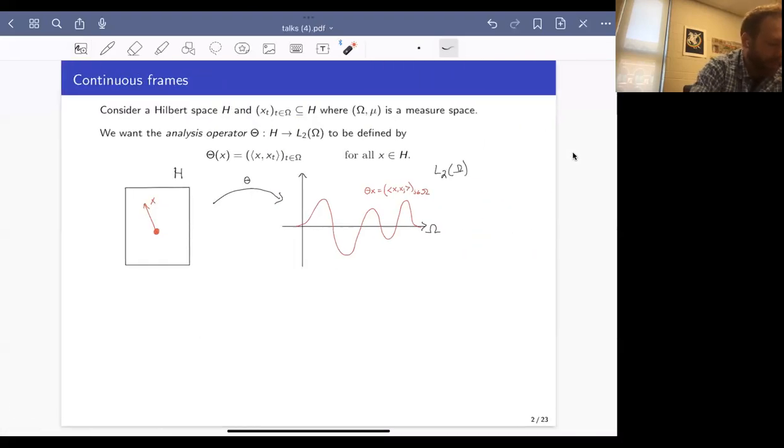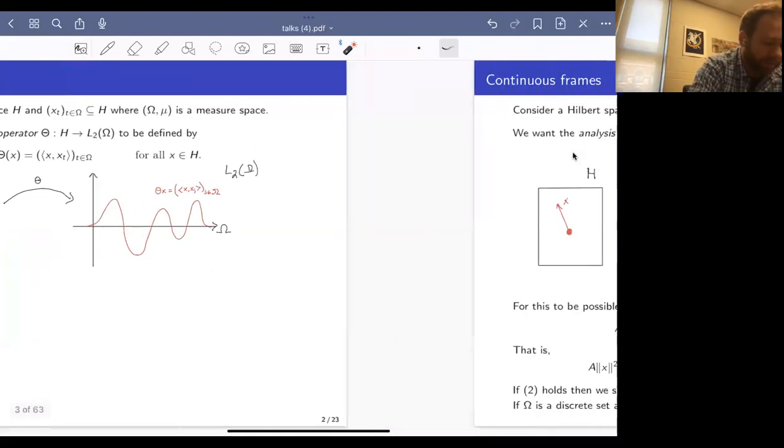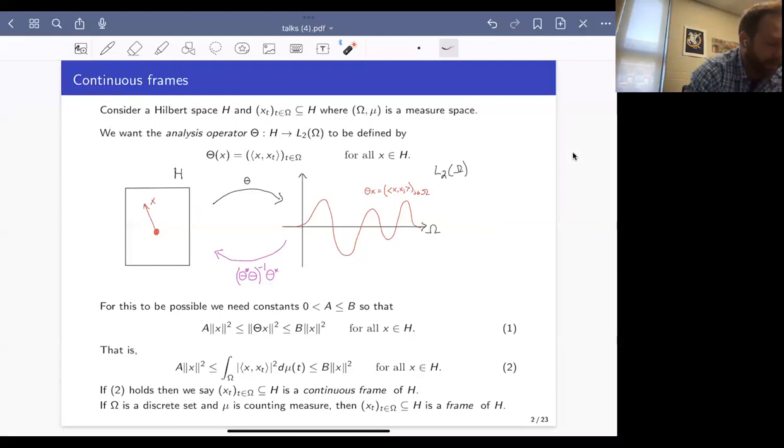And so the idea is here, just any old vector in my Hilbert space. I apply this analysis operator. Now I have a useful, hopefully, representation of my vector in L2. And so you could think of theta as being maybe like the short time Fourier transform or wavelet transform, something like that. So one of the things that's really important is when I map this vector x into L2, I do some analysis here. I want to be able to go back to my Hilbert space, and so I want an inverse operator for my transform.